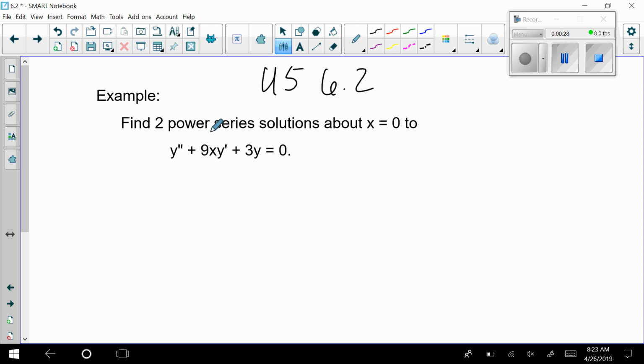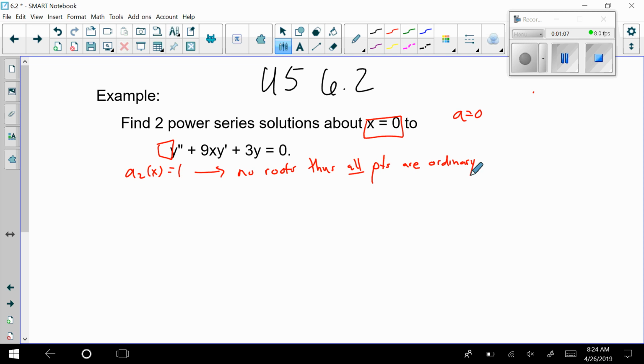I want to find the two power series solutions about x equals 0. So it does tell me here that I'm going to do it about x equals 0, which really means that a equals 0. And this is my differential equation. Before I really even begin, I need to tackle whatever's out here. Since a sub 2 of x in this case is just 1, there are no roots. Thus, all points are ordinary, right? That's what we tackled in the last video.